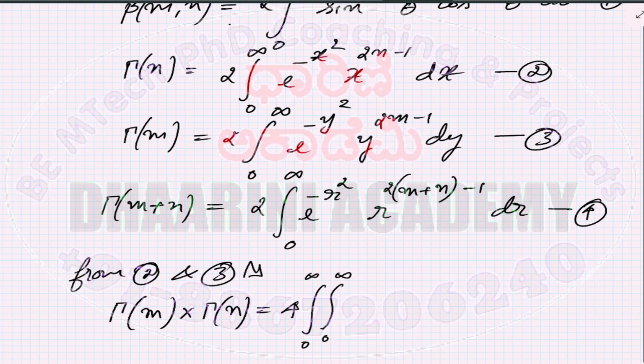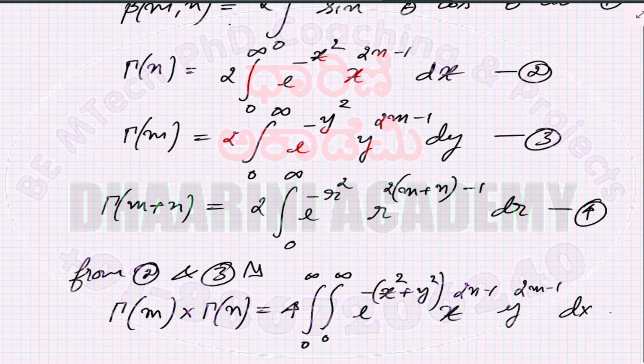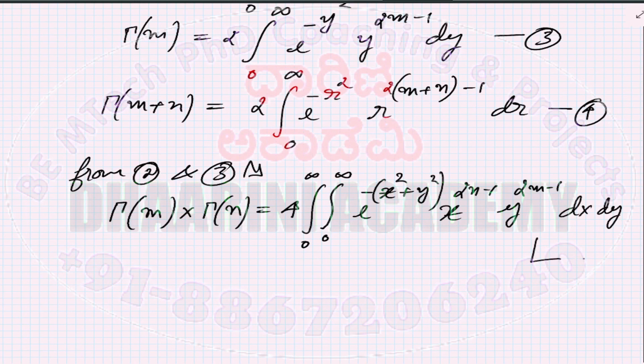What's the next thing? I see that I have e to the power two numbers. Since the base is the same, I can club them together. e to the power minus, there is an x square and a y square, they get added up, x square plus y square. I already have taken minus outside. Into x to the power 2n minus 1, y to the power 2m minus 1. The products are dx and dy. I got this. Let me say this is equation 5.